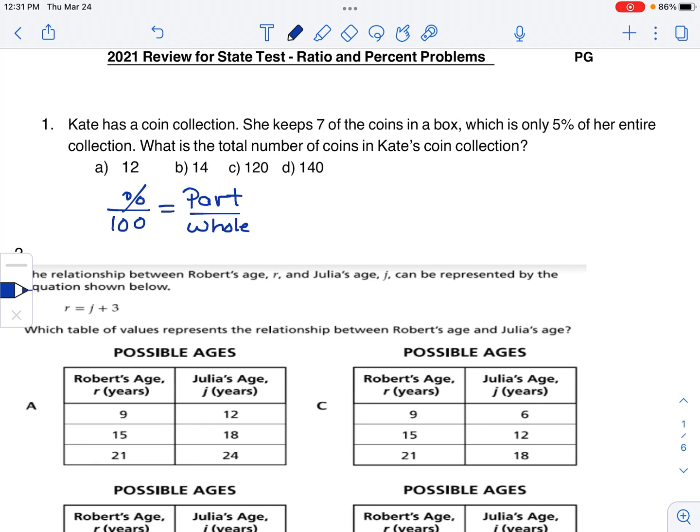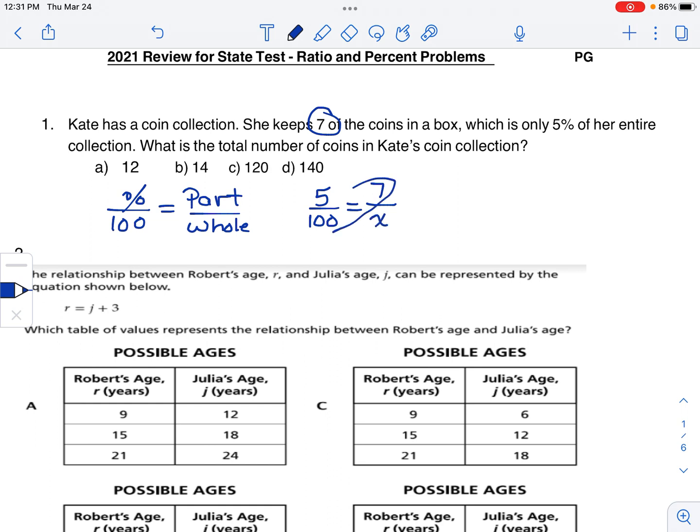So we're told the amount that she keeps in the box is 5%. So 5% is the same as 5 over 100. And part of her coins are kept in the box, so 7 of them are in a box. We don't know what the total is, so we'll put our variable here.